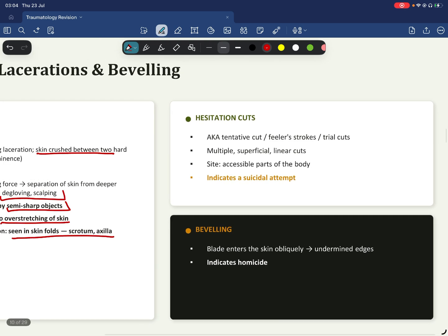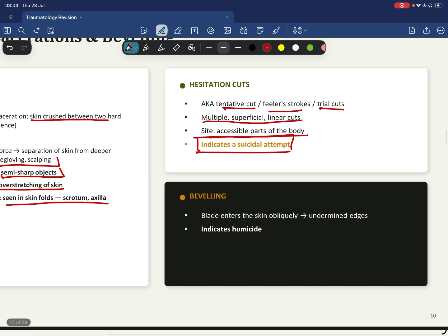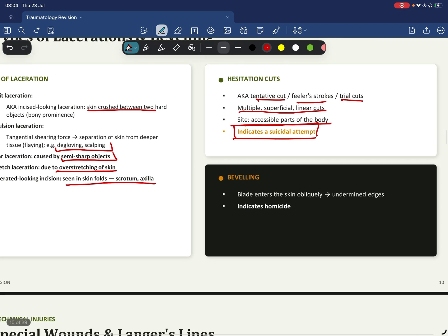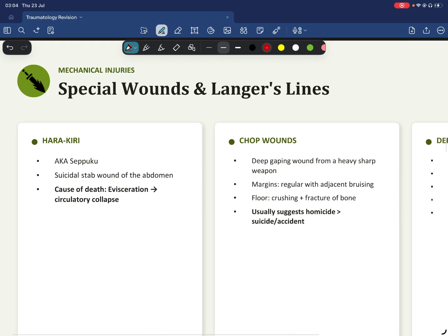Hesitation cuts are also known as tentative, feeler stroke, or trial cuts. There are multiple superficial linear cuts at accessible parts of the body. It is indicative of a suicidal attempt, but it is not definitive of a suicide attempt. Beveling is when the blade enters the skin obliquely and has undermined edges. It indicates homicide.